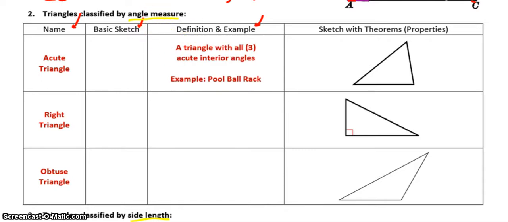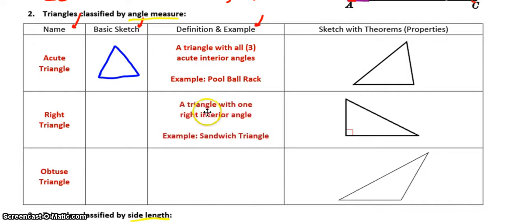An acute triangle is a triangle with all or 3 acute interior angles. An example would be the pool ball rack we just saw. And so if I've got an acute triangle, it could look something like this. Right? All of those angles are less than 90 degrees. Next, a right triangle is a triangle with 1 right interior angle. So, for example, this is a right triangle, as long as it has 1 right angle. Now, could I have more than 1 right angle? I'll let you think about that question, and we'll talk about it next time I see you in class.